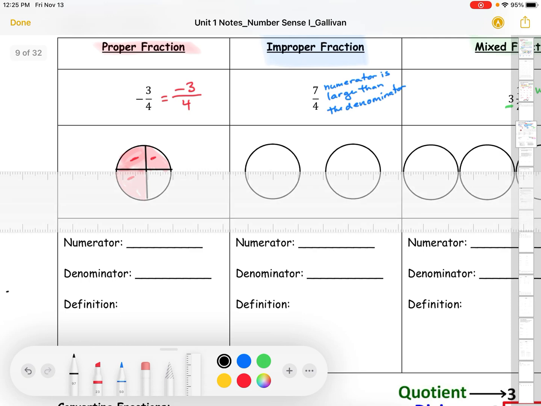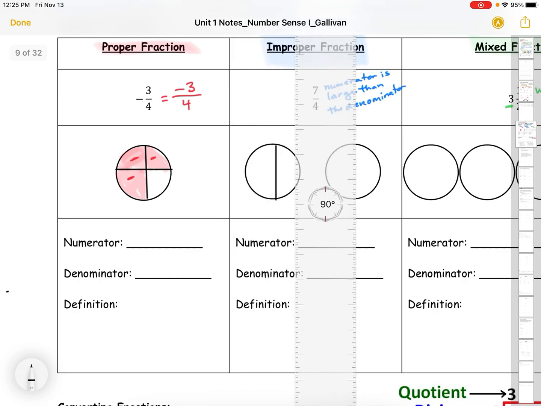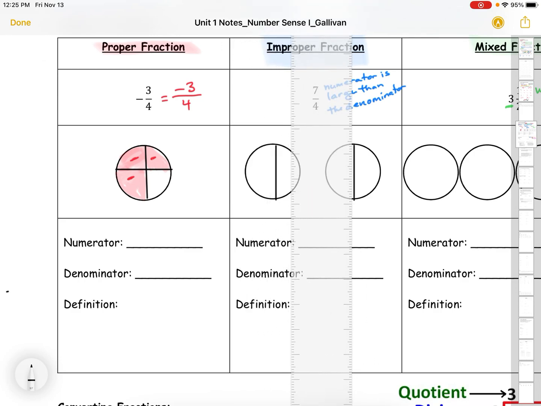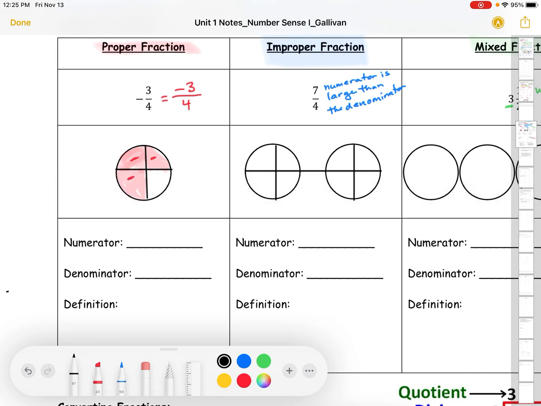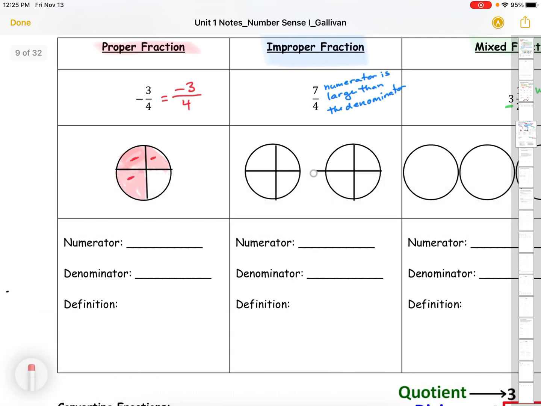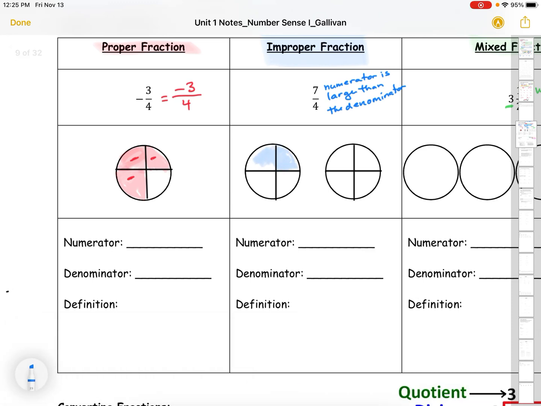When I have the improper fraction, I have my circle, and I still have it in fourths, right? So these are still cut into 4 pieces. But in this one, I now have to shade in 7 of these pieces. So I'm shading in here. I can shade in a whole, there's 4 of them. And I have another 3, right? Because the total number of pieces shaded in is 7.